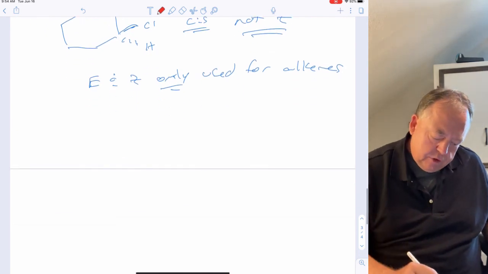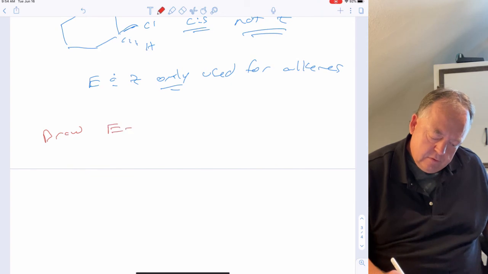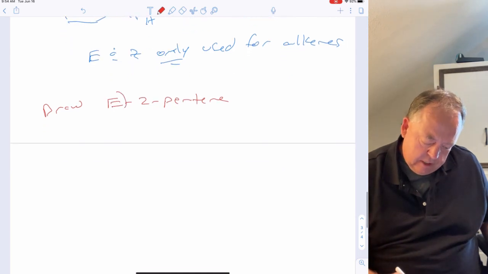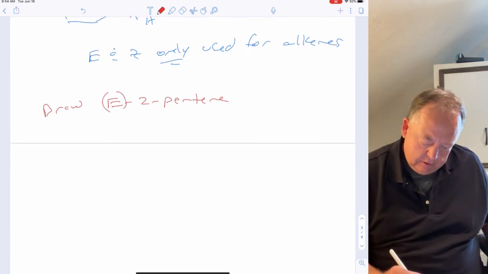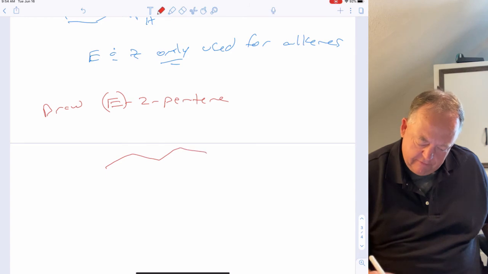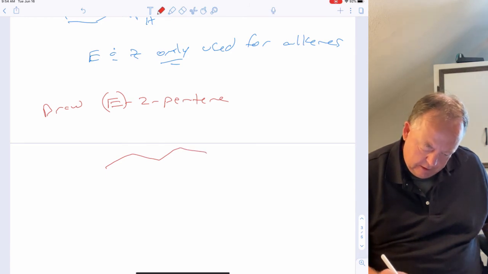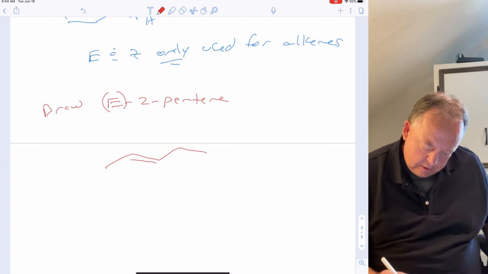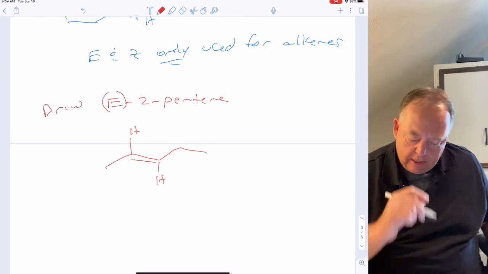Okay, so lastly, what you could be asked to do is, for example, to draw E-2-pentene. So if you're given the name, draw the alkene. So 1, 2, 3, 4, 5. And the double bond has to be at carbon number 2. So let's see, if we drew this, so if we put a hydrogen there and put a hydrogen there, then that would be trans, right?